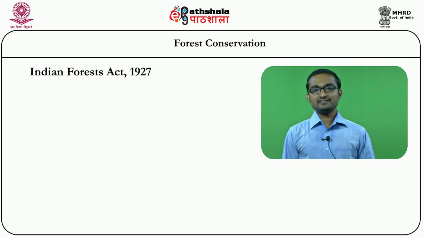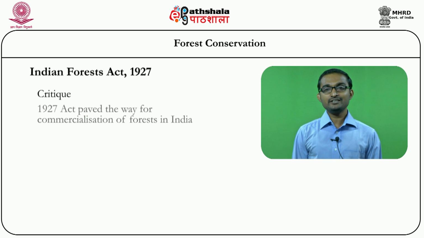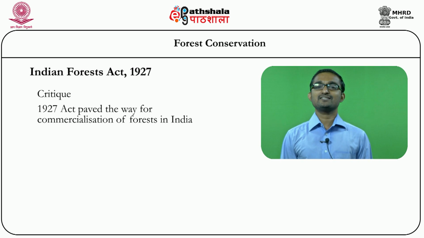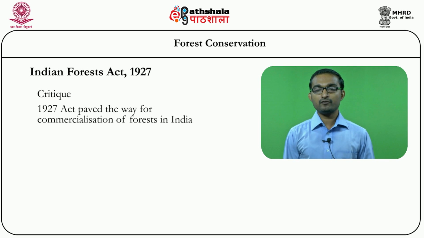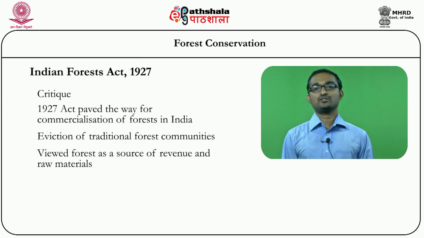So let us try to summarize this critique of the Indian Forest Act 1927, because what we can see is that the 1927 Act paved the way for commercialization of forest in India, because it enabled the colonial state to exercise exclusive control over the forest. To put it in a different way, it enabled the government to evict or to dissociate the traditional forest communities from their natural habitat. And it also facilitated this approach of viewing forest as a source of revenue and raw materials, rather than viewing forest as an essential part of the ecology that needs to be conserved and protected.